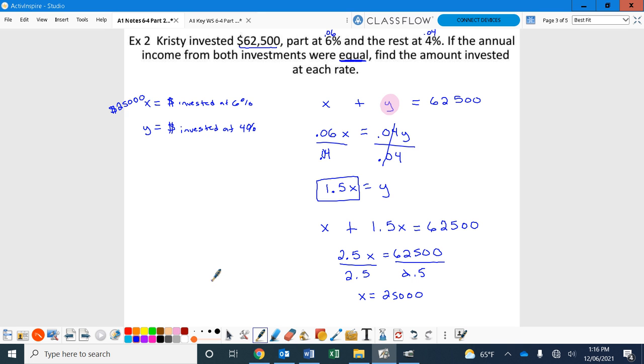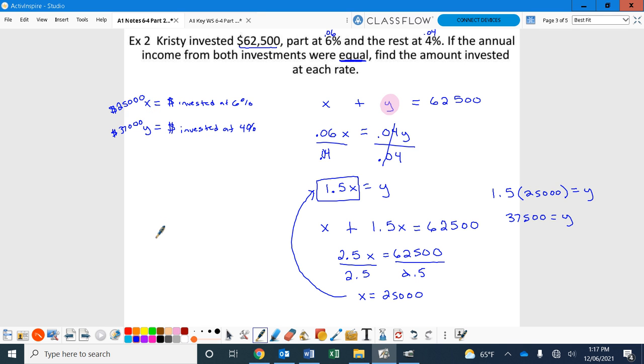What do I do with that amount? Put it in the box. Plug it back in the box. The whole point is to plug it back in the box when you do substitution, guys. 1.5 times 25,000 equals y. What's 1.5 times 25,000? 37,500. 37,500 equals y. Could you plug it back in the first one? Yes. But the box makes it easy. It's always the box when you use substitution. So it's going to be 37,500 invested down here at the 4%.